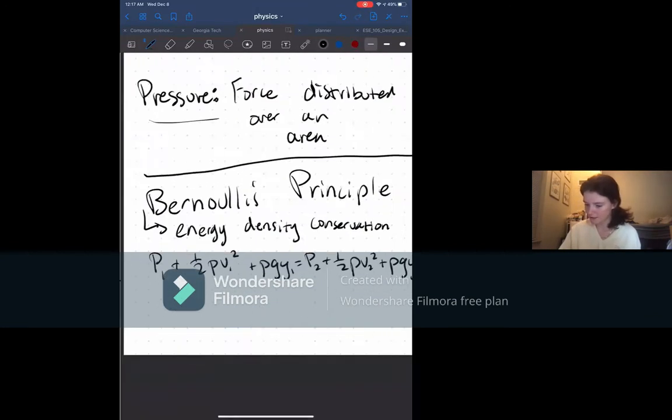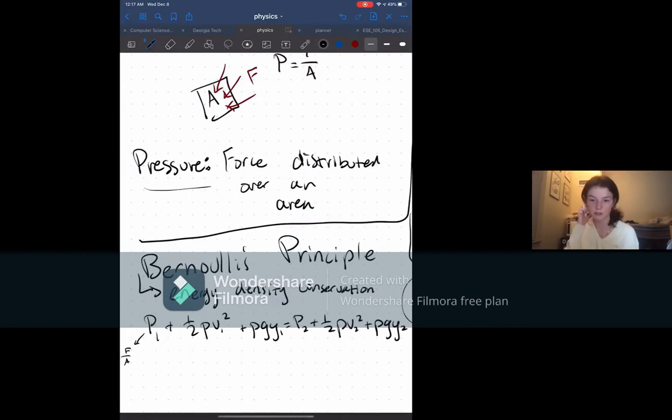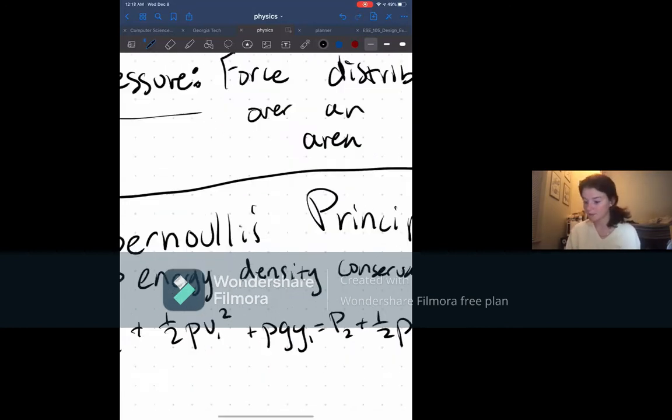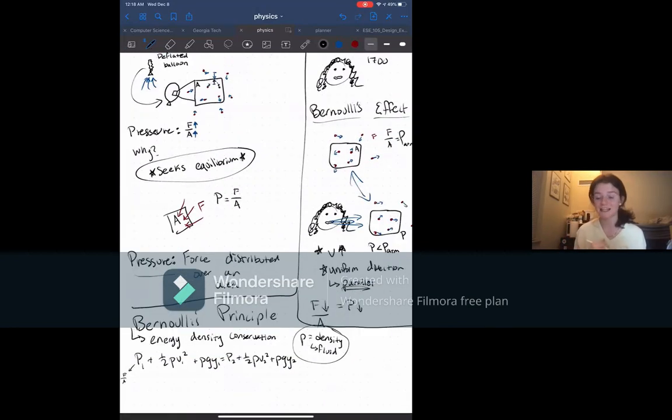And so what we can see here is that we know that pressure is force over area. And so we can kind of think of it as an energy distribution, which is over an area. And then if we times the velocity times the density, that's kind of an energy density of kinetic energy. And then the other one is the gravitational potential energy density. And so this is always going to be a good tool to use.